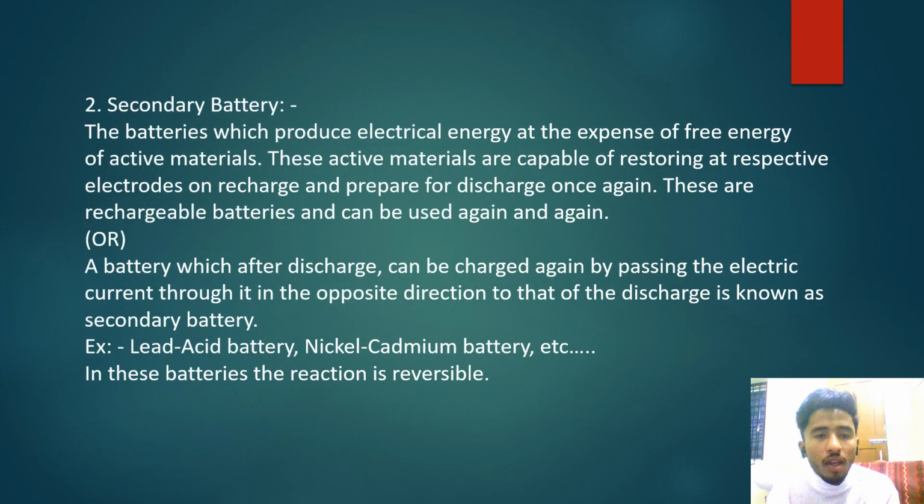Secondary battery. The battery which produces electrical energy at the expense of the free energy of the active material. These active materials are capable of being restored to their respective electrodes, or recharged, to prepare for discharge once again. These are rechargeable batteries and can be used again and again, or a battery which is discharged can be charged again by passing the electric current in the opposite direction, known as the secondary battery. Examples: lead acid battery and nickel cadmium battery, etc.